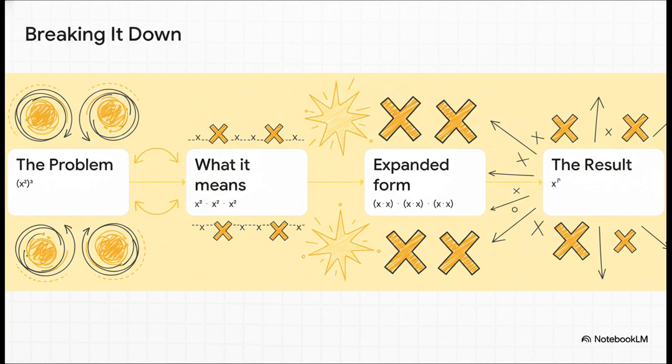Okay, so check this out. That little 3 on the outside just means we need to multiply the thing in the parentheses, x squared, by itself 3 times. And what is x squared? It's just x times x. So if we write the whole thing out, we literally have 6 x's all multiplied together. And that's just x to the 6th power.